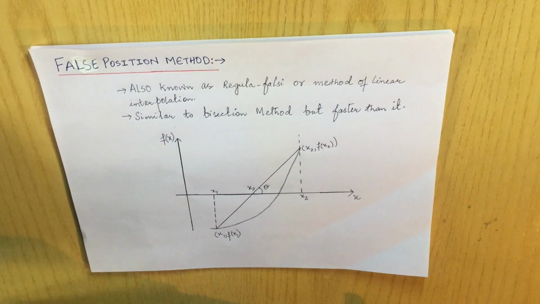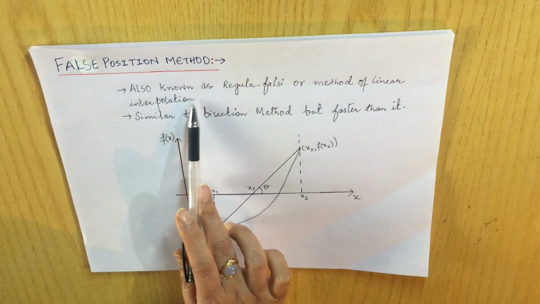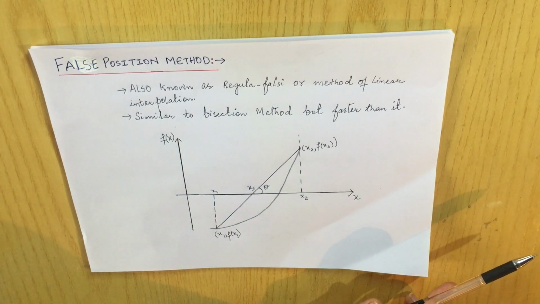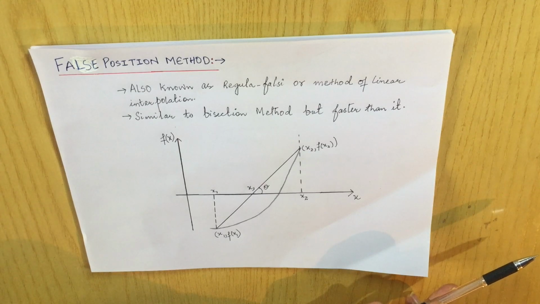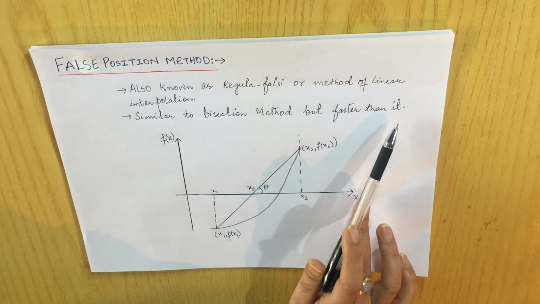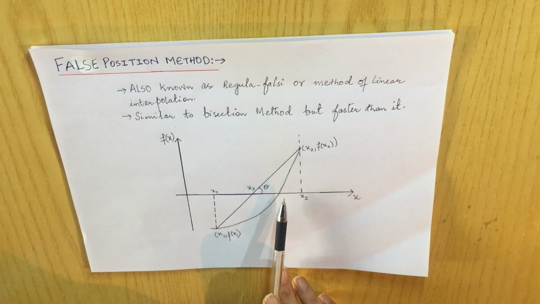Hello students. Today we are going to derive the formula for the false position method. This method is also known as regula falsi or the method of linear interpolation. It is very similar to the bisection method but faster than it. So how are we going to derive the formula?